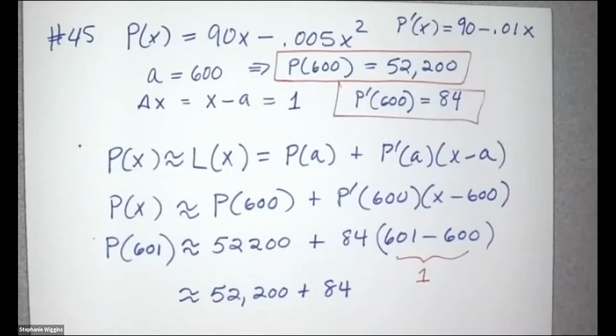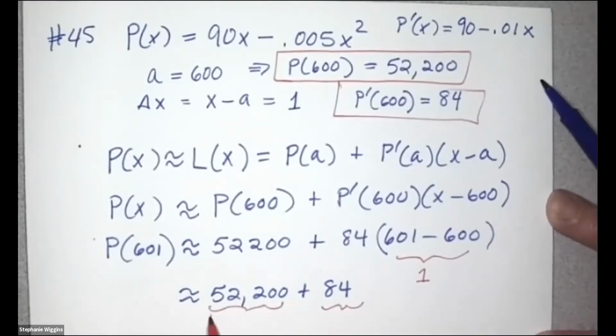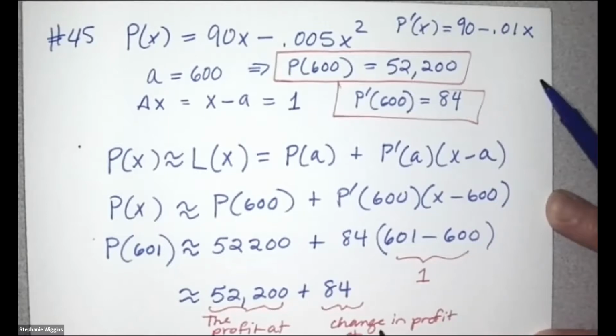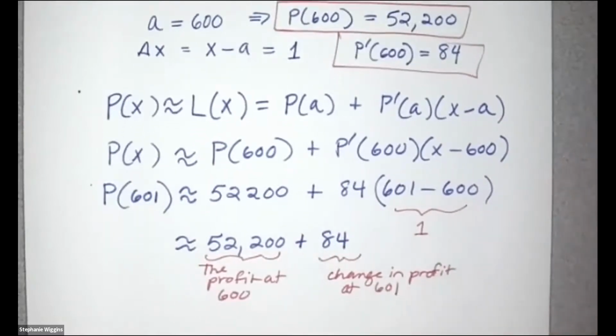All right, so what does this mean? This is the profit at 600. And this is the change in profit at 601. Okay, see that? So the problem could ask you, what is the approximate profit? If you're asked to approximate the profit, then you want this sum. You want to take 52,200 plus 84. If you want to approximate the change in profit, then you give this number 84. See that? So these things can be tricky. There's a lot of information in this problem, and you need to recognize what it's asking you.